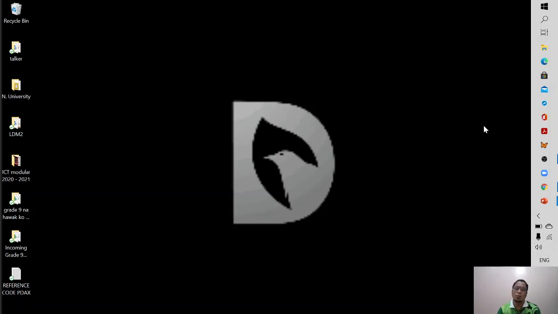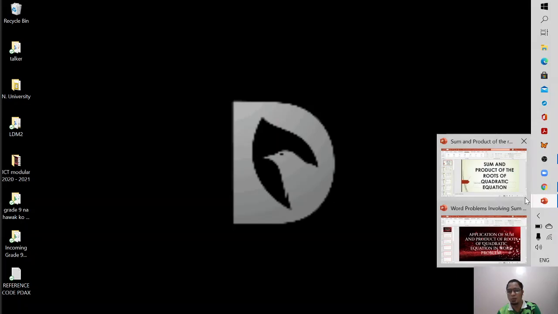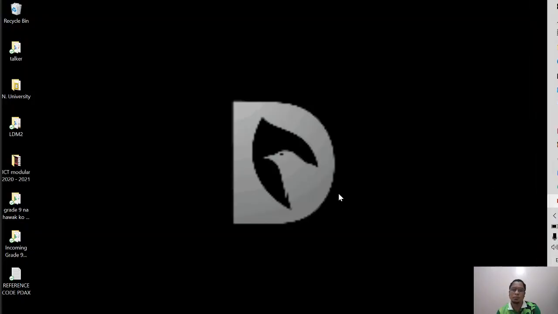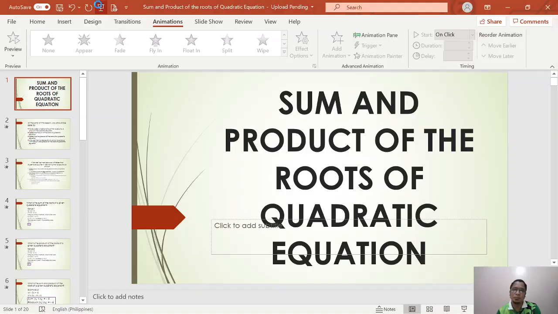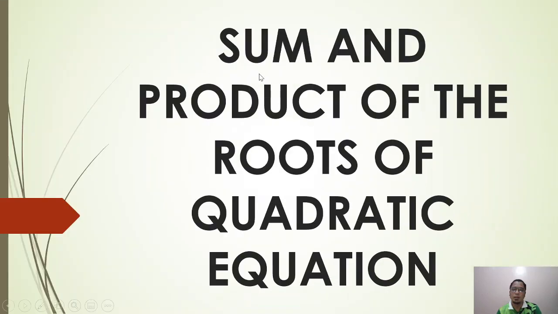We are through with discussing the nature of the roots. Sana nare-recall pa natin. Ngayon, we will be discussing about the sum and the product of the roots. So we will be having this one. So our topic for today is about the sum and product of the roots of quadratic equation.